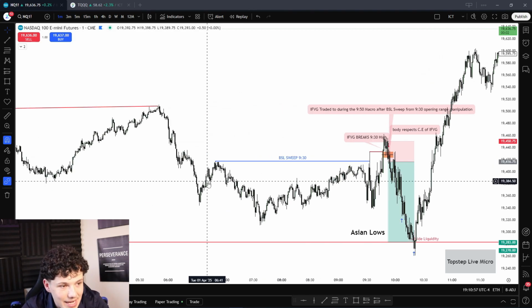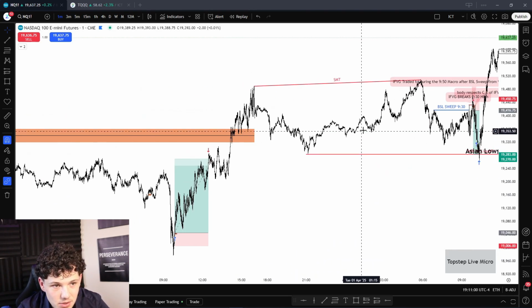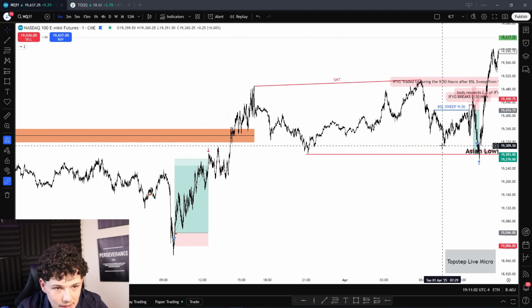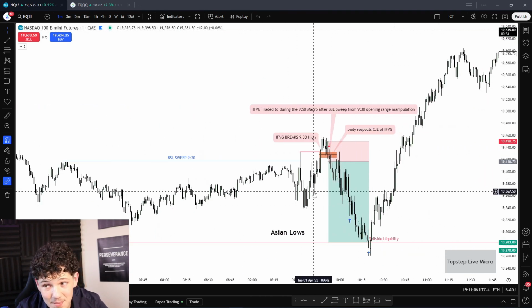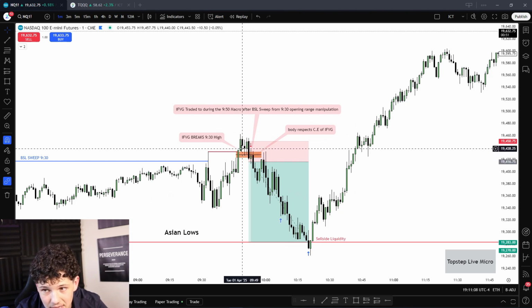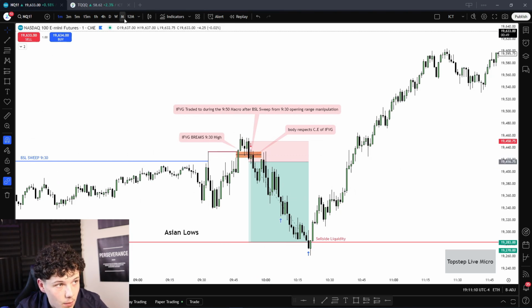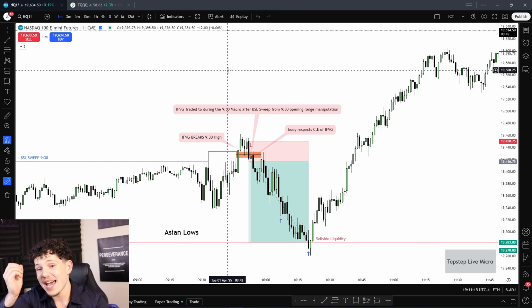Now, I knew that Asian lows were going to get taken because we traded so much higher. We traded lower, failure swing. But higher time frame narrative aside, I knew that was going to happen because we took highs at 9:30. We also had the daily SIBI. And what is that on the higher time frame?